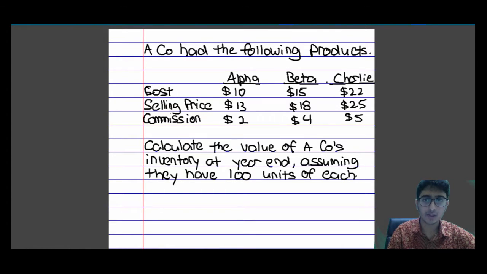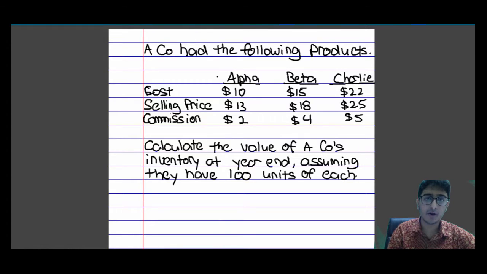Now, when a question like this comes up, always remember, when it comes to valuing inventory, we will use IAS 2. IAS 2 tells us to value inventory at the lower of two things. One is the cost, and one is the net realizable value, or we say NRV. Now, let us try doing it for each product first to understand things simpler.